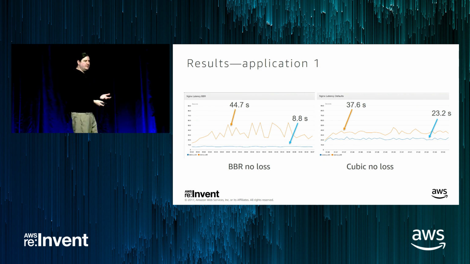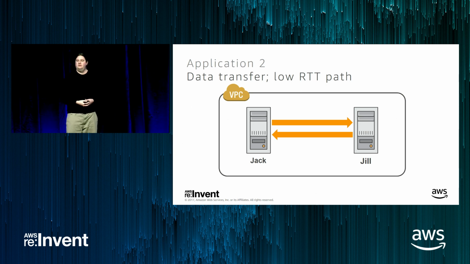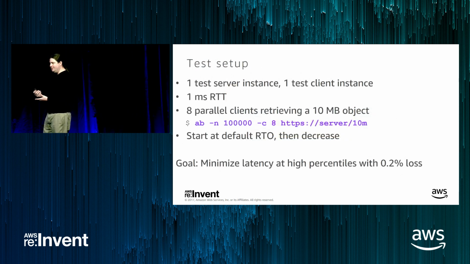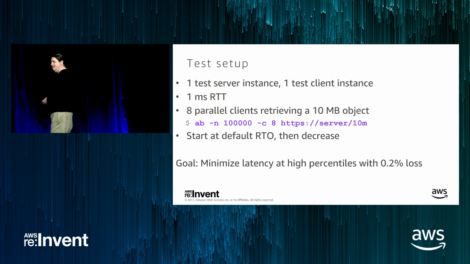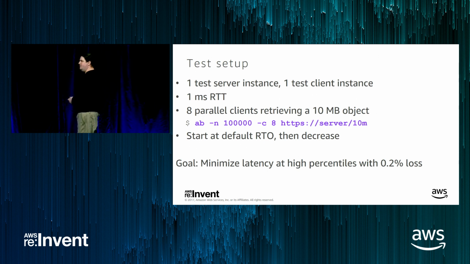OK, so that was an 80 millisecond link. Let's talk a little bit about a low RTT path. What about, let's say, 2 milliseconds? Or sorry, 1 millisecond. And for this one, I'm going to be transferring a pretty small object, just 10 megs, but over and over and over and over and over and over again.